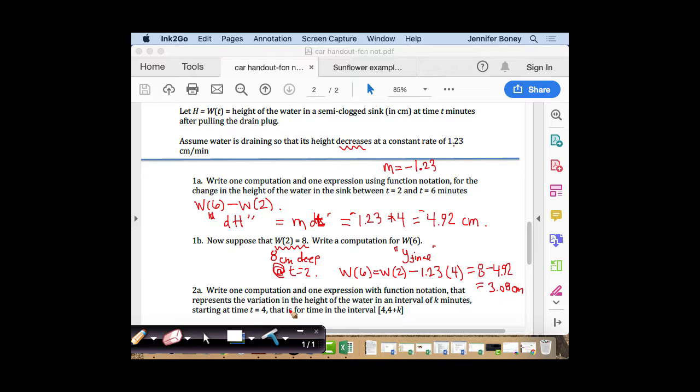We were given the initial value, W of 2 equals 8. Oh, yeah, so you could find this, yeah, you could find that if you wanted to. So, yes, once you have any individual point, we could find all of the others from it because of that concept. So if you go back and find, like, going up by 1.23 centimeters per minute for 2 minutes, yeah, absolutely.